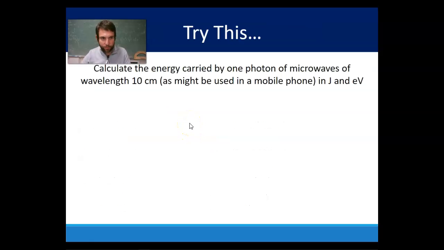Try this example. Calculate the energy carried by 1 photon of microwaves of wavelength 10 centimeters, like you see in a cell phone, in joules and in electron volts. Go ahead and pause it and try it out for yourself.